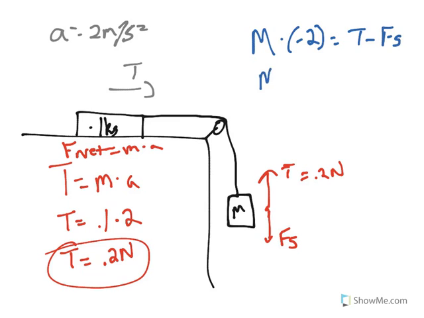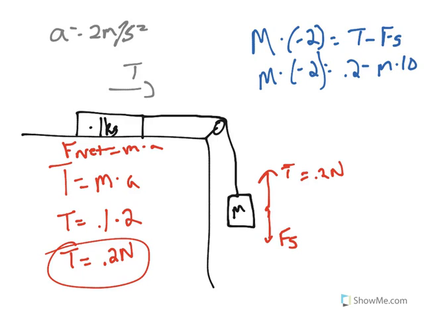So m times -2 equals 0.2 minus m times -10. Or rather, since I've already given it a negative sign, it should be positive 10. Alright, let's pretend like that didn't happen. Let's just rewrite this. Since I already gave it a negative sign here, it would just be mass times 10. Now I'm solving for m.